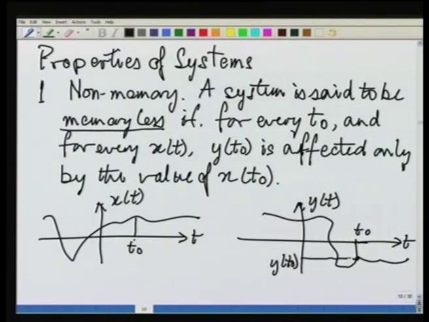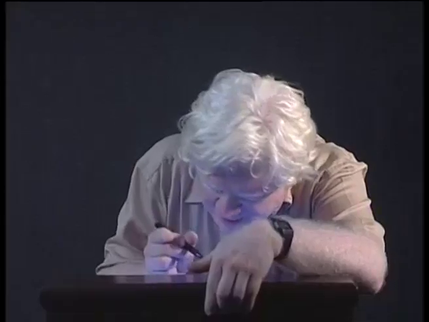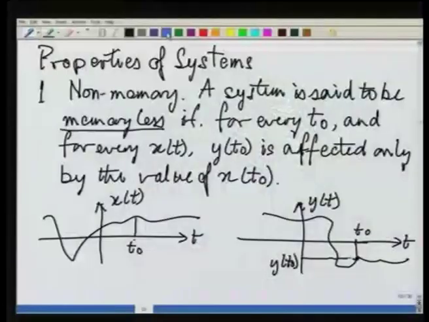Suppose I plot a new signal in a different color to distinguish it from the earlier one, let us say in blue. I plot a new signal, let me call it x prime t, taking care that it has the same value as x t at the point t naught, even though it could be different at other places.